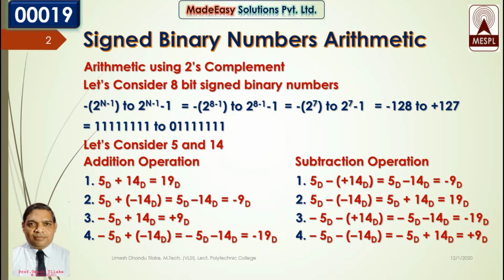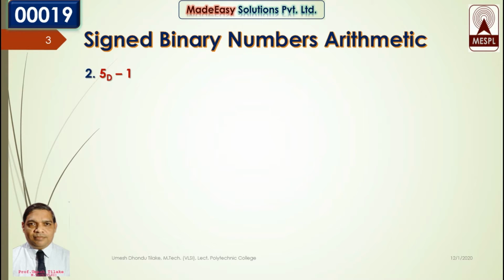So conclusively we have only 4 equations to consider. Now as this is a simple addition operation, we will neglect this case in this lecture. We will consider these 3 cases because they include negative numbers. So let's consider equation 2, that is 5 minus 14 is equal to minus 9.